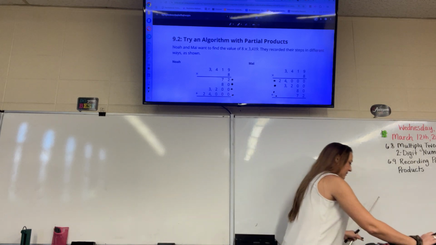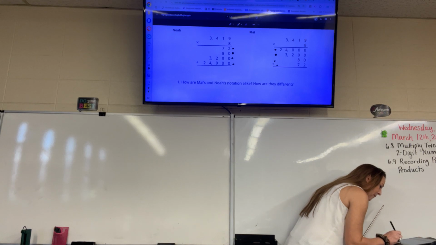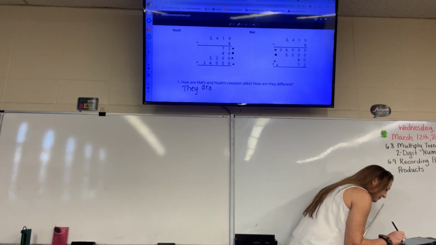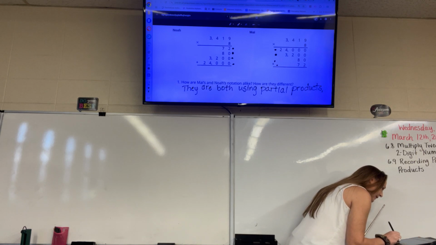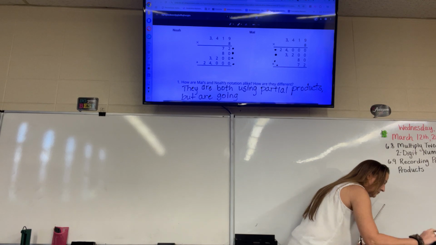The order of adding does not matter. Okay. So, how are they alike? They are both using partial products but are going in the opposite order.